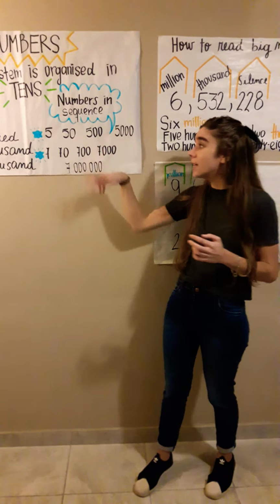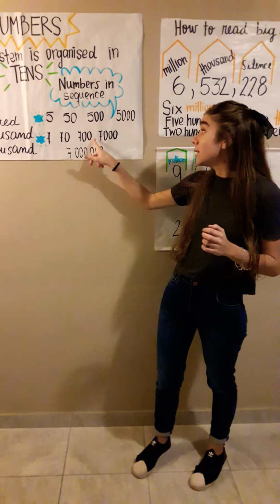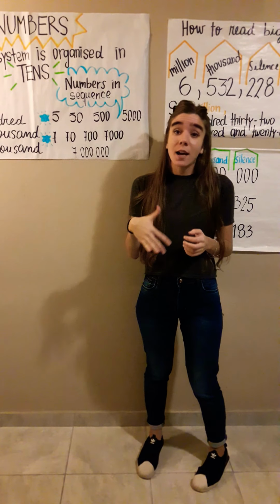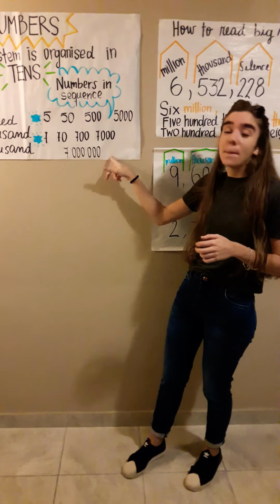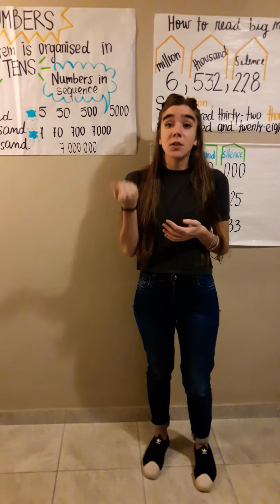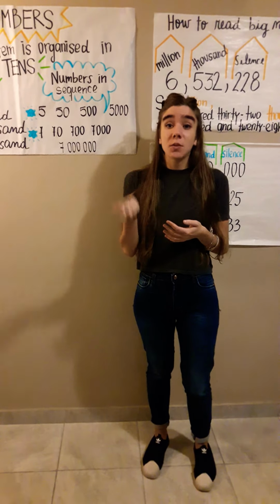The same with the number 7, for example. 7, 70, 700, 7,000, and then we will have 70,000 or 7 million. Okay? Remember, our number system is organized into tens. What is important about big numbers, or what is difficult about big numbers, is to know how to read big numbers or how to write big numbers. But I will teach you a trick with little houses that will help you to write and read big numbers.